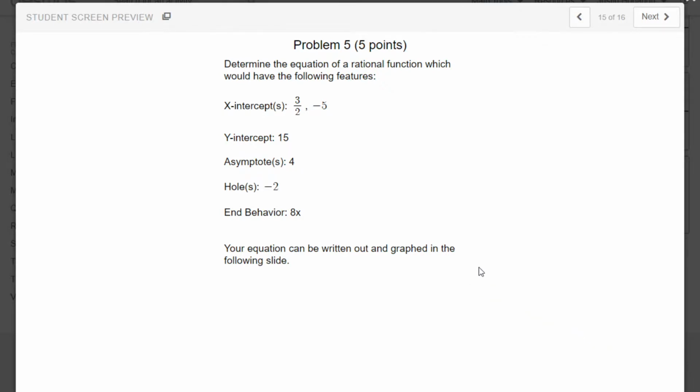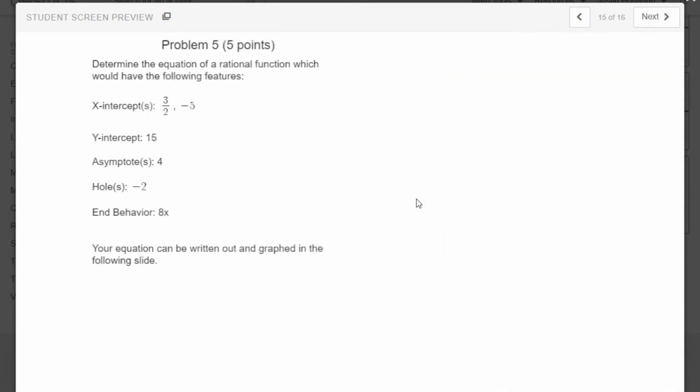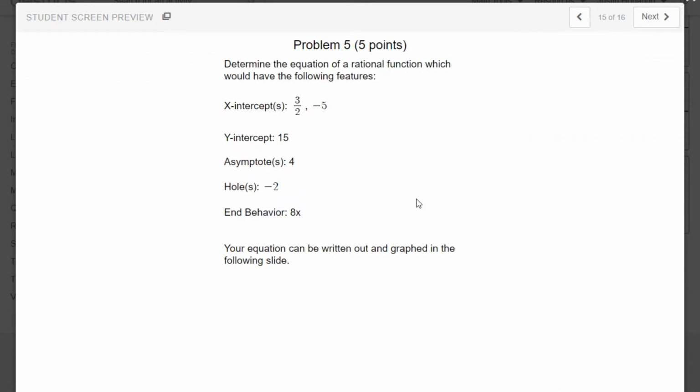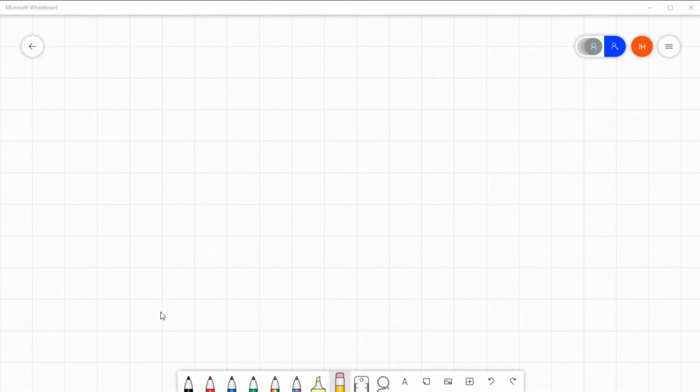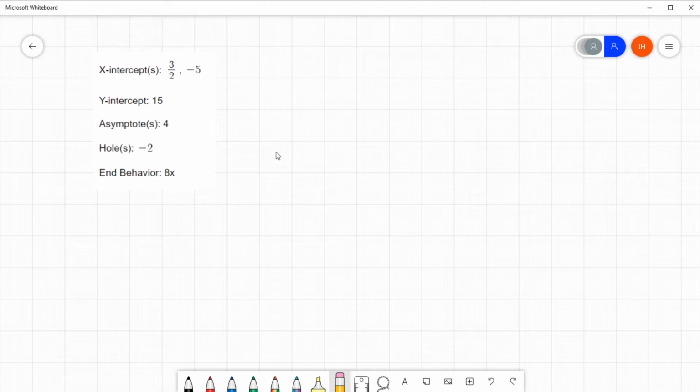All right, y'all. So I promised you guys I would solve one of these problems for you where we've been given all the features of a rational function and then we are trying to derive the equation of it. So when I'm doing this, I'm going to be switching back and forth between this screen and my whiteboard right here. So let's go ahead and copy paste the features from the problem onto my whiteboard so that I can just have those there.